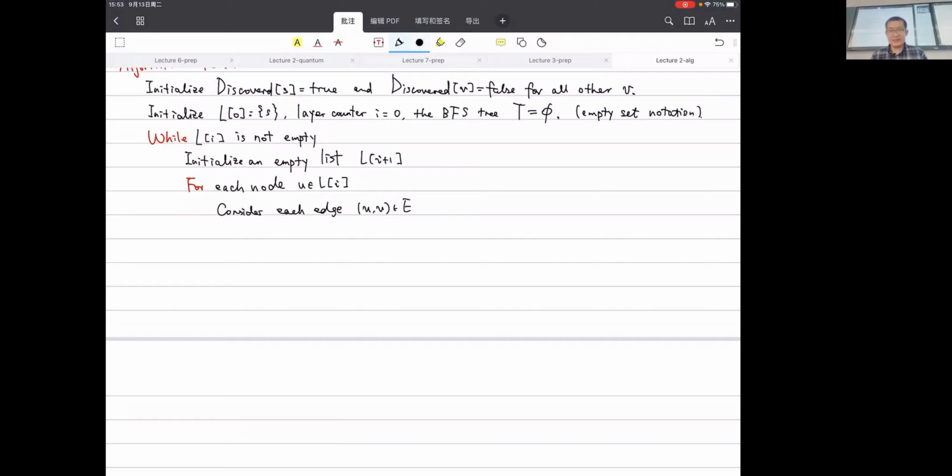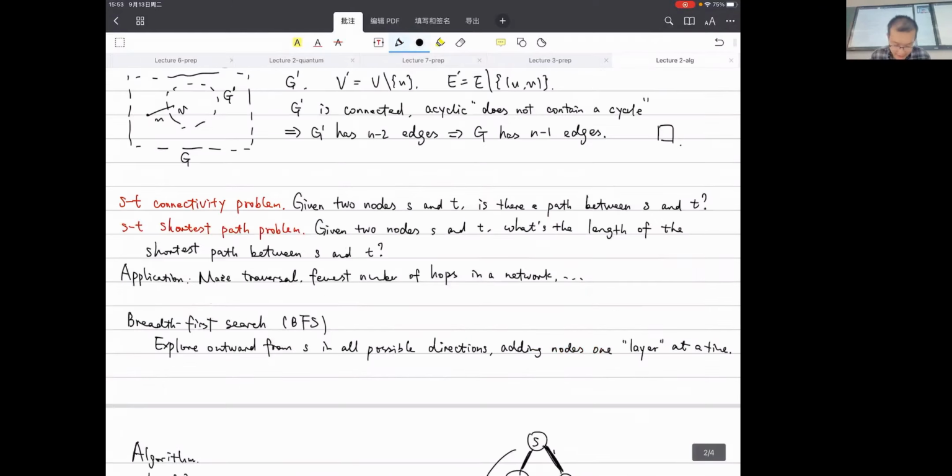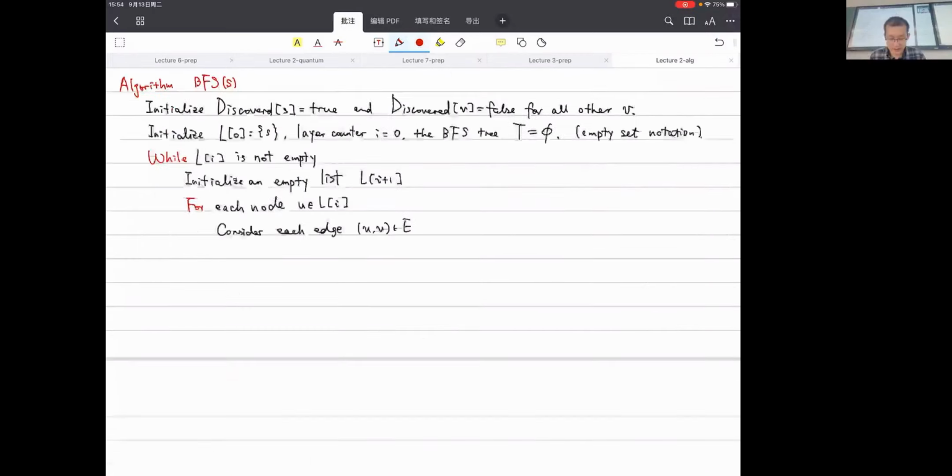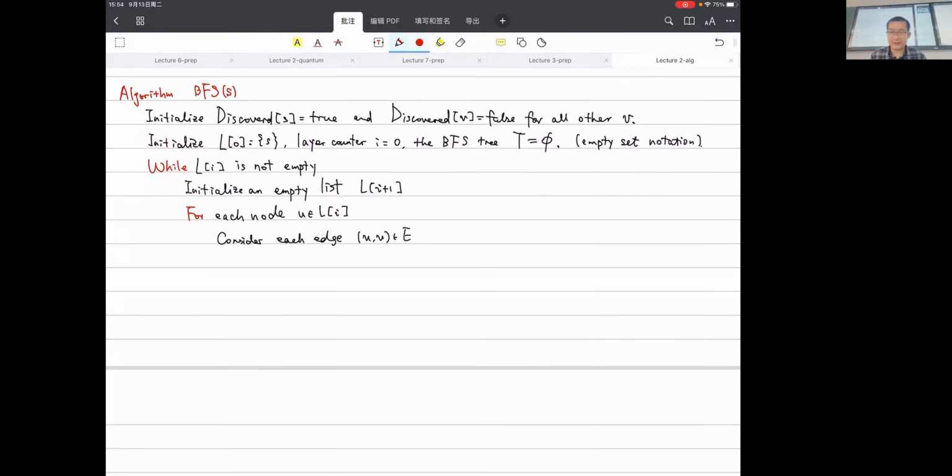So this actually becomes a place where this discovered array makes sense, because it is going to help us make sure that these conditions work, that we don't want to add nodes that were previously added in earlier layers. This is going to make everything messy, and this is not the case we want. So we have an array here of discovered, to make sure that everything is under good control.